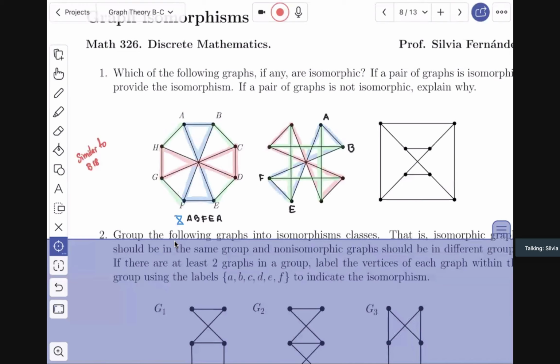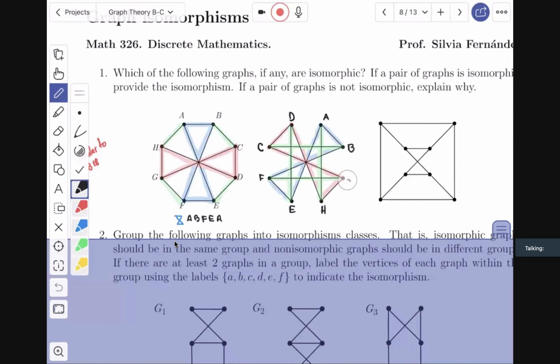And then I'm going to see what each of those vertices is joined to in the red cycle by the green ones. All right? So A is joined to H, so this one should be H. B to C. I'm looking at the green edges. B to C. E to D. And finally F to G.